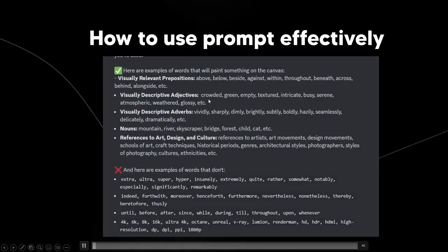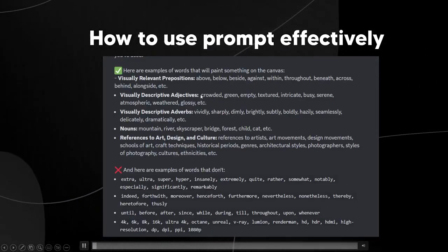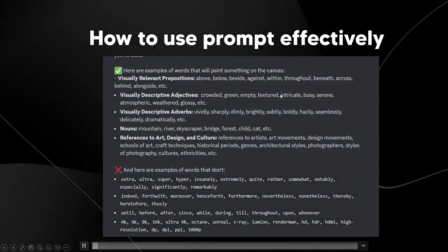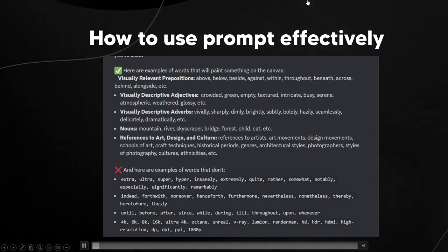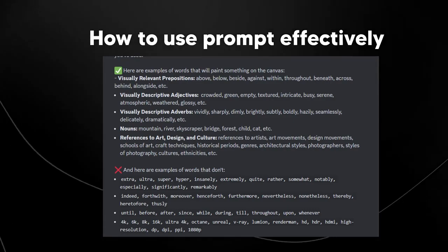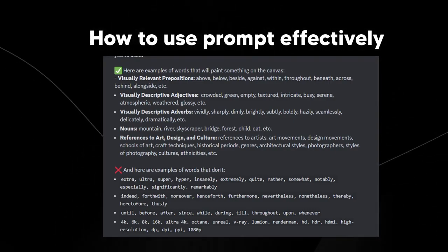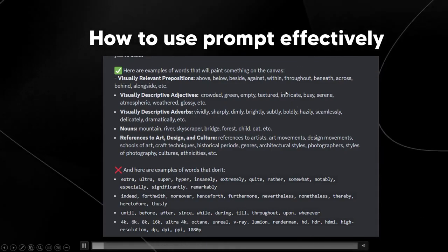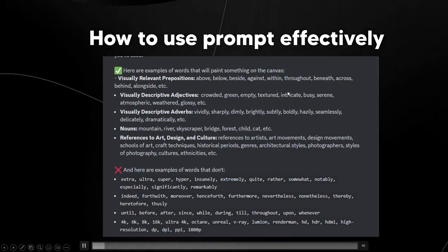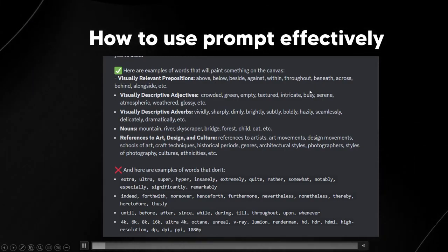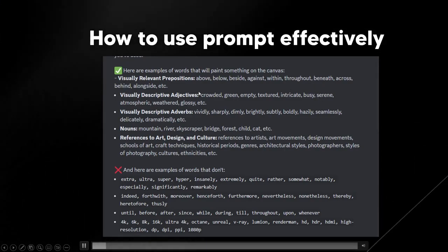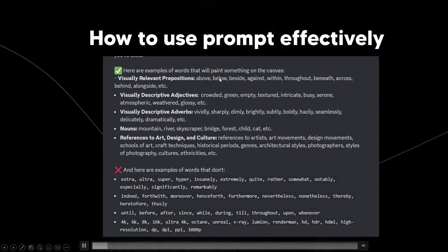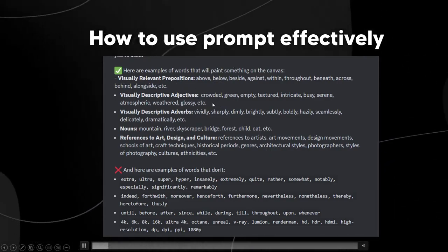So you can see here you need visually descriptive adverbs, visually descriptive adjectives. Like crowded, empty, textured, intricate. Intricate just means, if you've ever seen the inside of some kind of clock, like those really cool mechanical clocks that have those thin, intricate pieces, a bunch of small, thin things. And of course, serene, atmospheric. It's going to be good to just go on Google and Google a bunch of these words just to see what they kind of mean, so that you know exactly how to create those images.